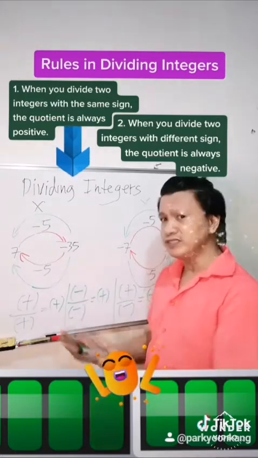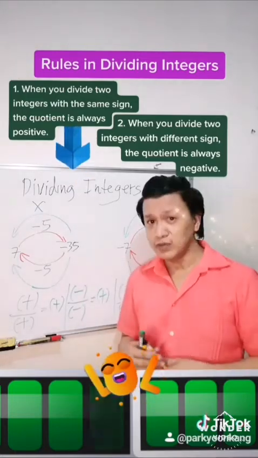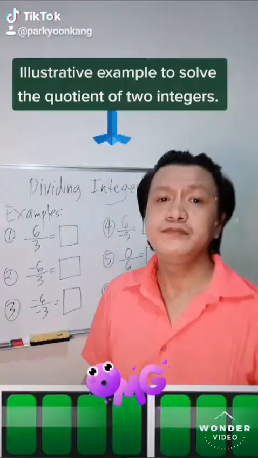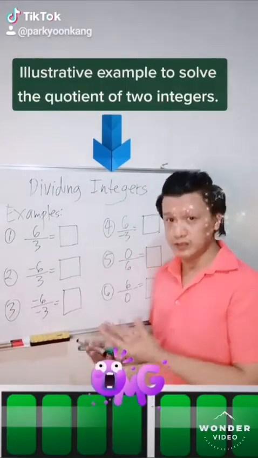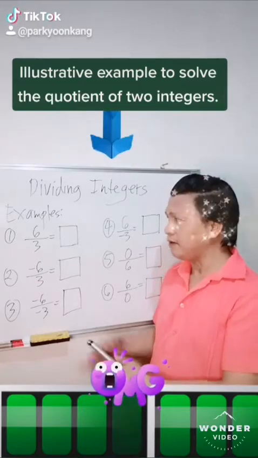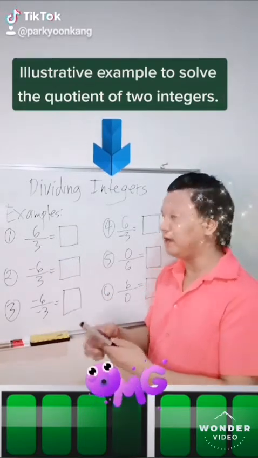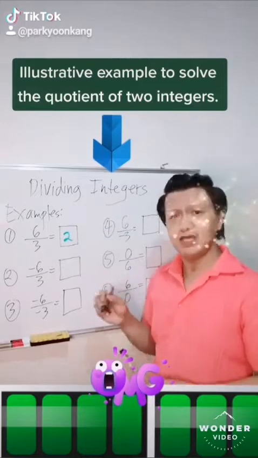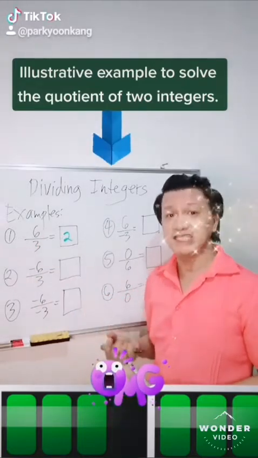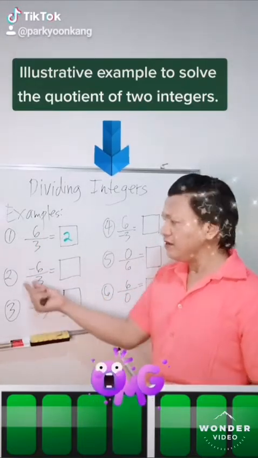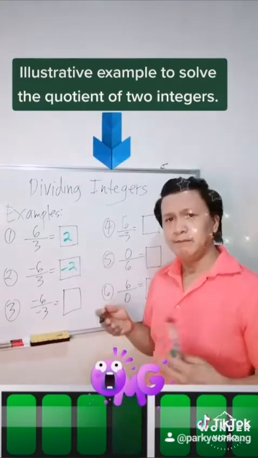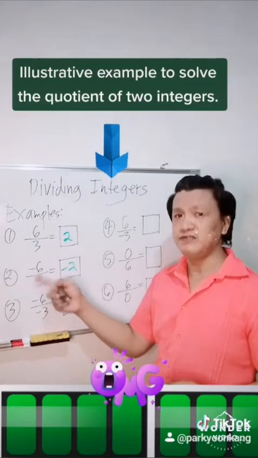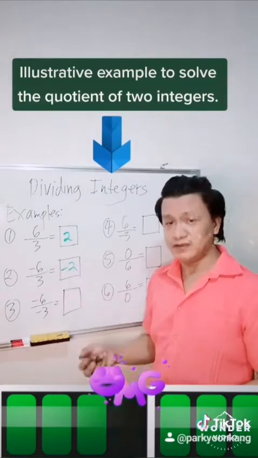Now we are going to apply the rules in getting the quotient of two integers, or we are going to divide. Number 1, we have 6 divided by 3 is simply positive 2 because they both have the same sign, positive. And number 2, we have negative 6 divided by 3 is simply negative 2. Bakit? Because they have different signs.